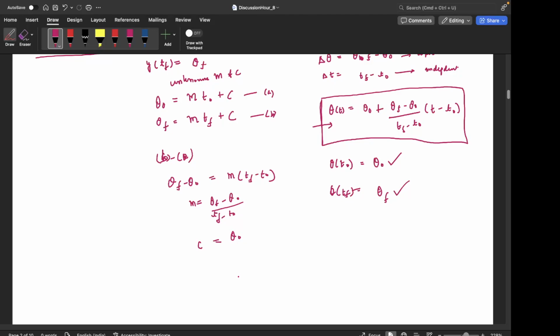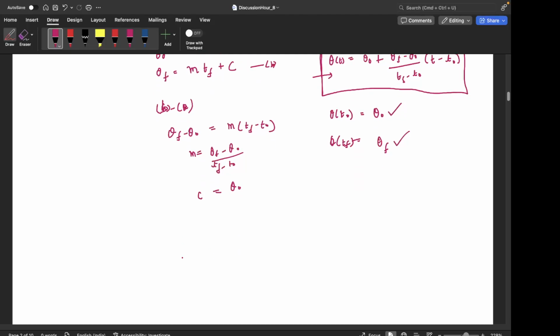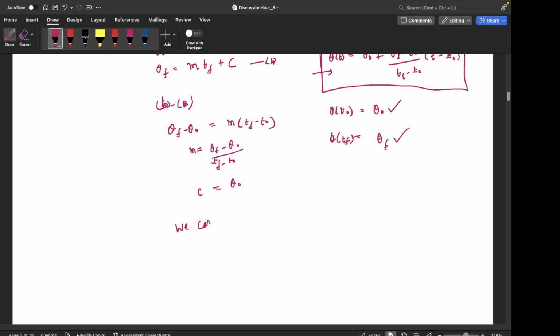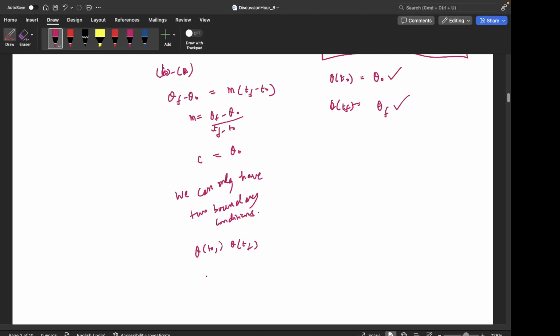theta 0, right? So the idea I want to illustrate is that for a linear path between 2 points, we can only have two boundary conditions. Either we specify theta t0 and theta tf, the position at the initial and the final time, or what else we can specify. Only two things can be specified.